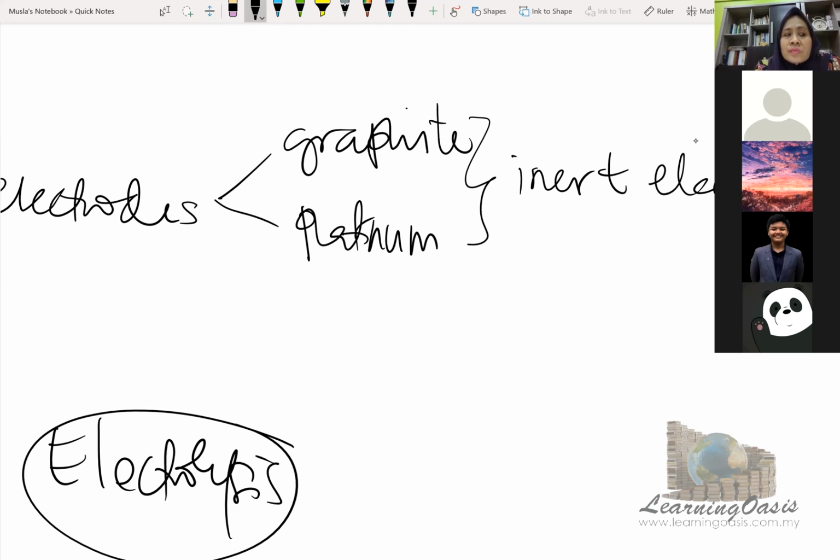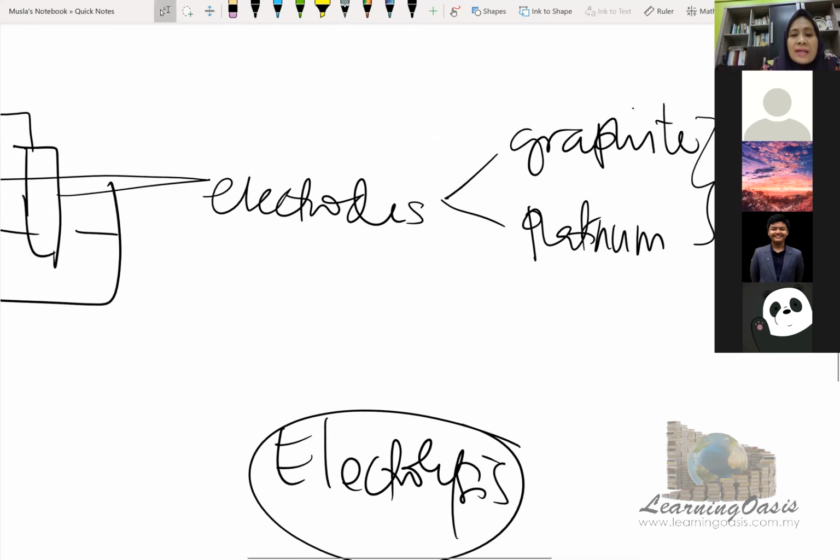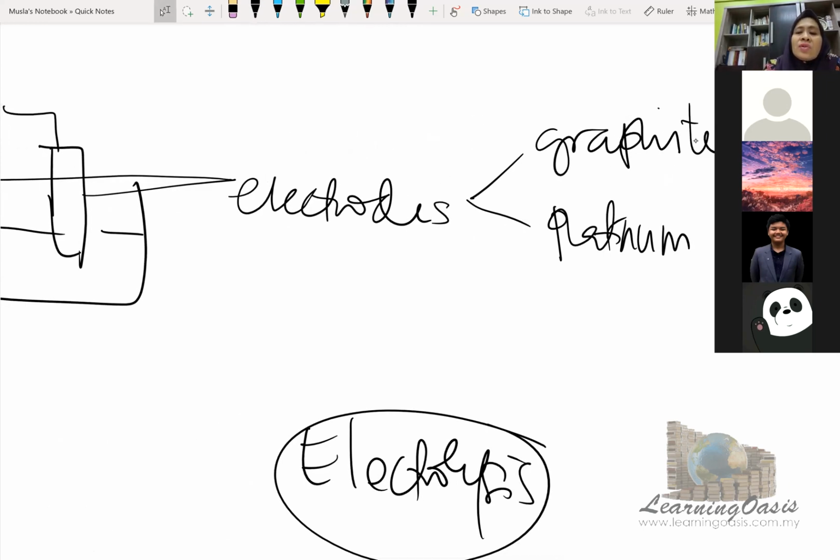They do not take part in the chemical reaction in electrolysis. They do not react with the electrolyte, right? Okay, and the electrodes can also be any metal.